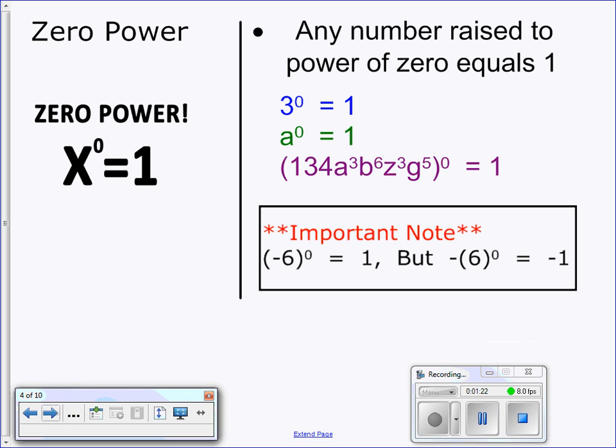Numbers to the 0 power. Any number raised to the power of 0 is 1. So 3 to the power of 0 is 1. A to the power of 0 is 1. 134, a cubed, b to the 6th, c cubed, g to the 5th, all raised to the power of 0 is 1. So notice that we have negative 6 to the power of 0. That's 1. But if we have negative of 6 to the power of 0, that would be negative 1.